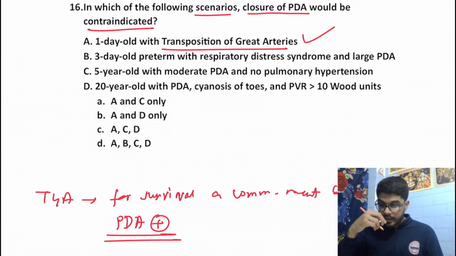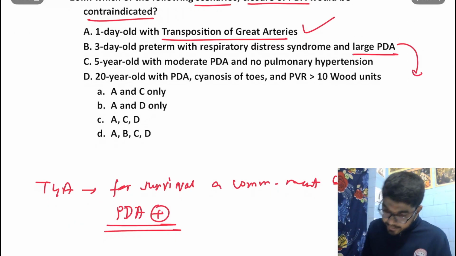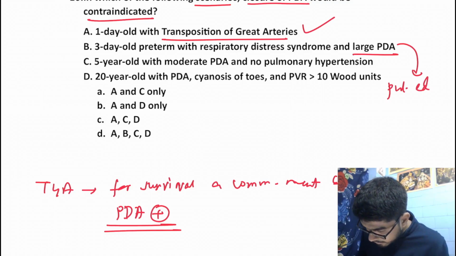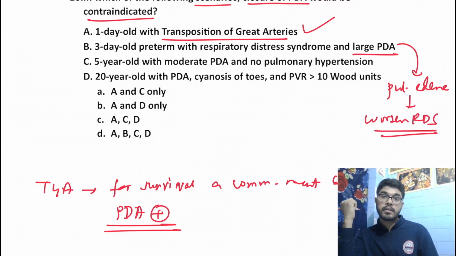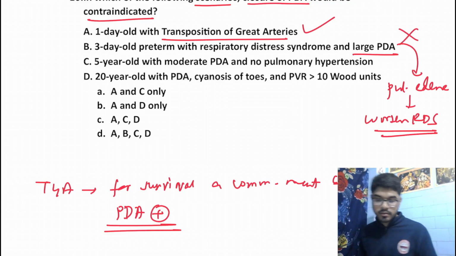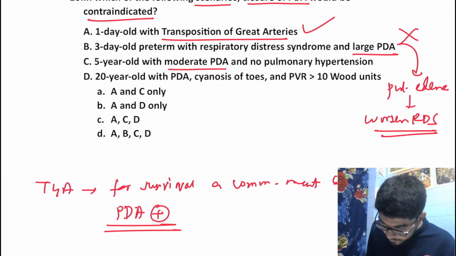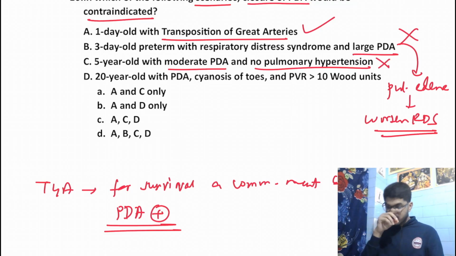Now, a 3-day-old preterm with respiratory distress syndrome and a large PDA. What happens in a large PDA? There is pulmonary edema, and this will worsen respiratory distress syndrome. So we need to close the PDA. This is not a contraindication. A 5-year-old child with moderate PDA and no pulmonary hypertension, we would go for surgery. This is not a contraindication.